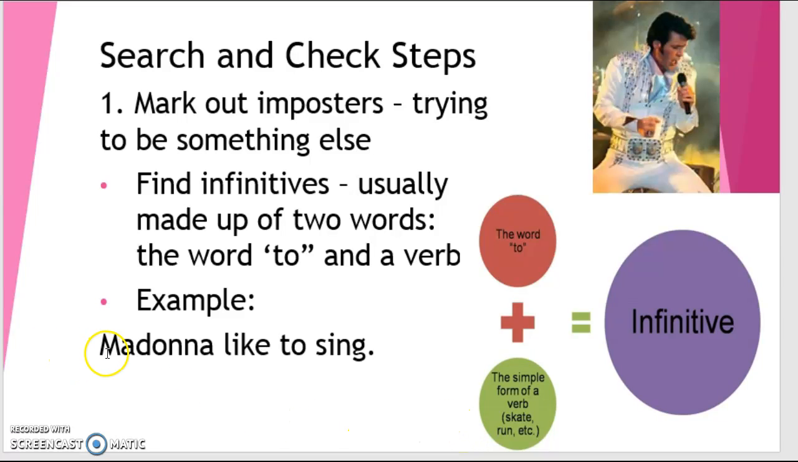So we have an example here. Madonna likes to sing. So we have an infinitive here. The infinitive is to sing. So your verb actually in this sentence is going to be likes, and your subject would be Madonna. Your infinitive would be to sing. So once again, likes would be the verb, Madonna would be the subject, and to sing is going to be an infinitive.